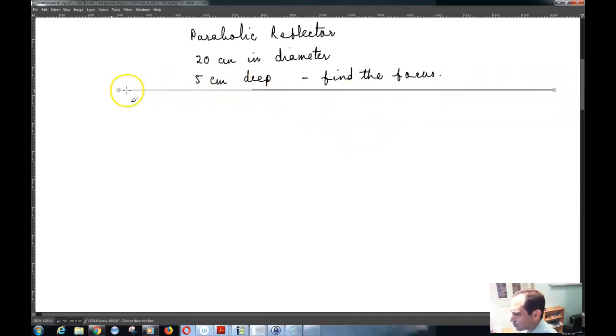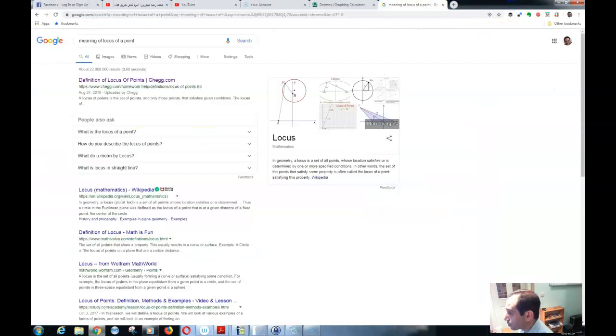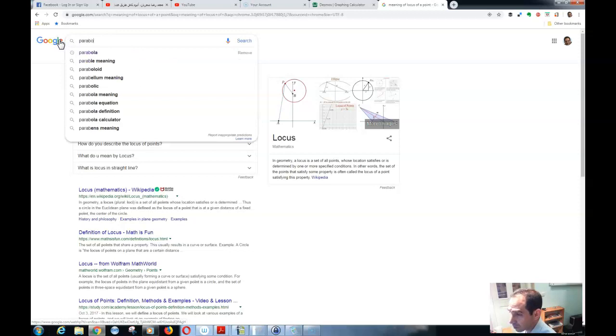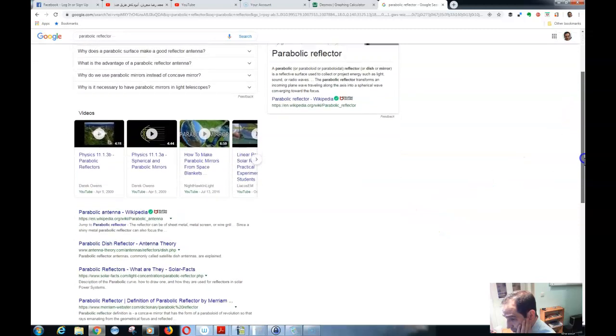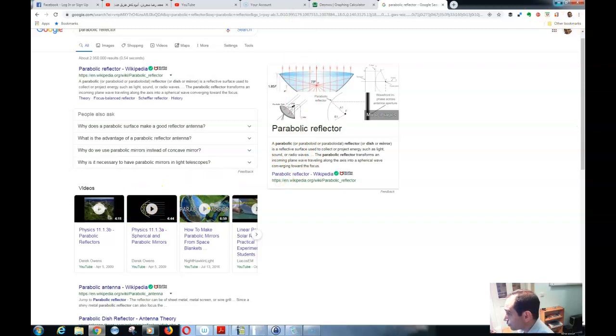So in order to do that, first of all, you need to know what a parabolic reflector is. And I don't really know what that is. So let me go over here and look up what a parabolic reflector is. It seems that it's a dish antenna, or a mirror, basically. And these concepts are of course all used in physics.